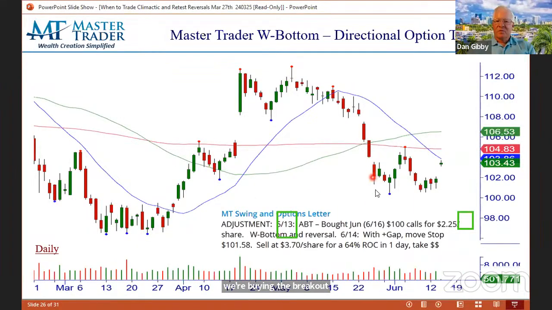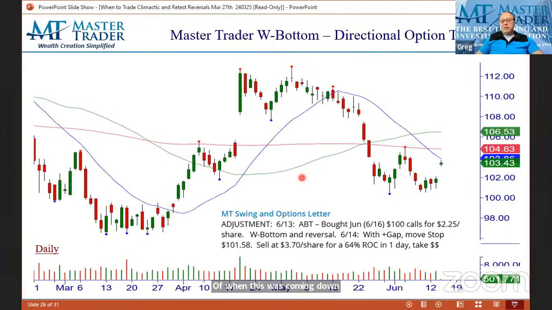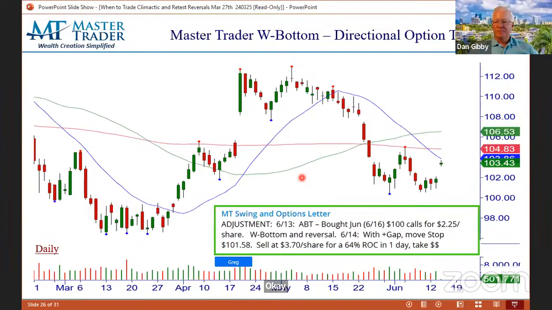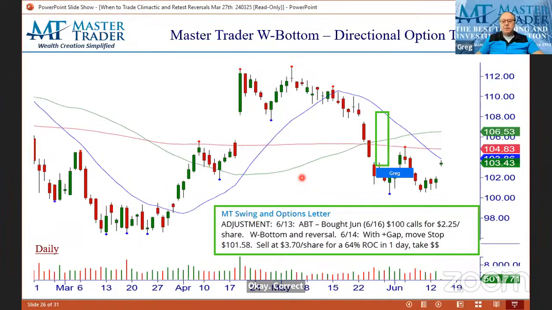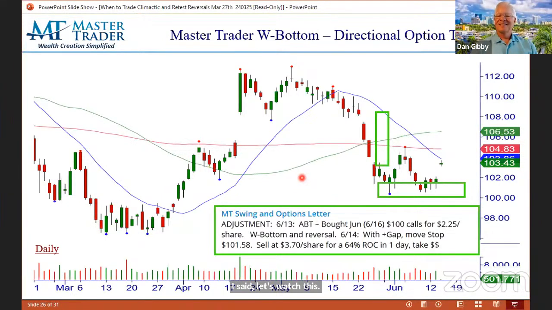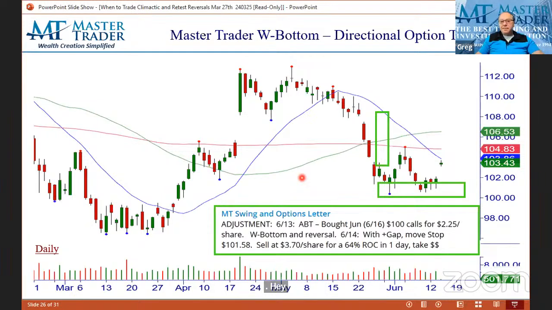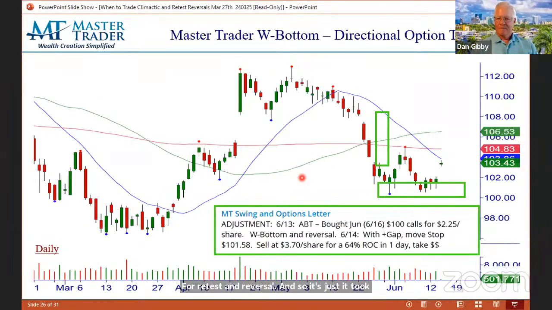Same but different. So, Greg, this was yours, I remember, Abbott. Why don't you tell them the psychology of when this was coming down, what you were telling subscribers? Well, we talked about it in the green room, and then it resulted in this trade. When I saw the climactic pattern and this coming down, I said, let's watch this for a retest and reversal. Exactly. And it set up. It took a couple of days to happen, but we were patient and waited, and it set up.